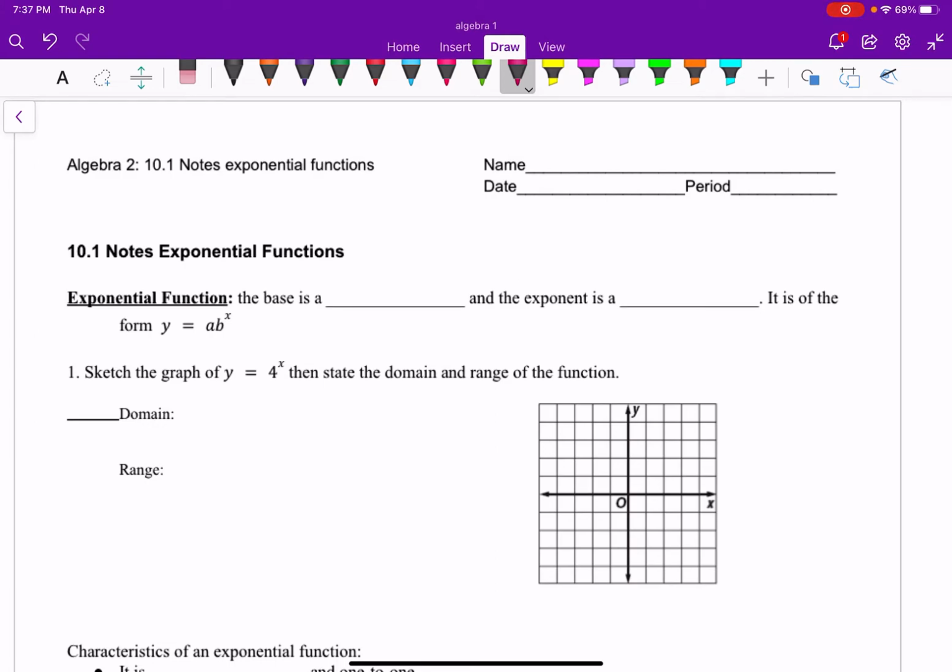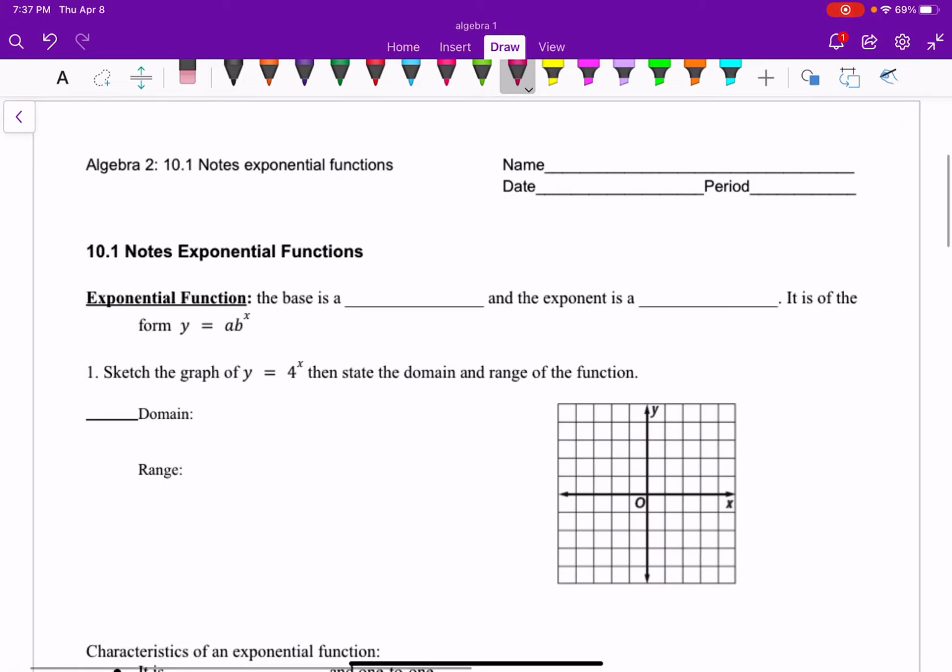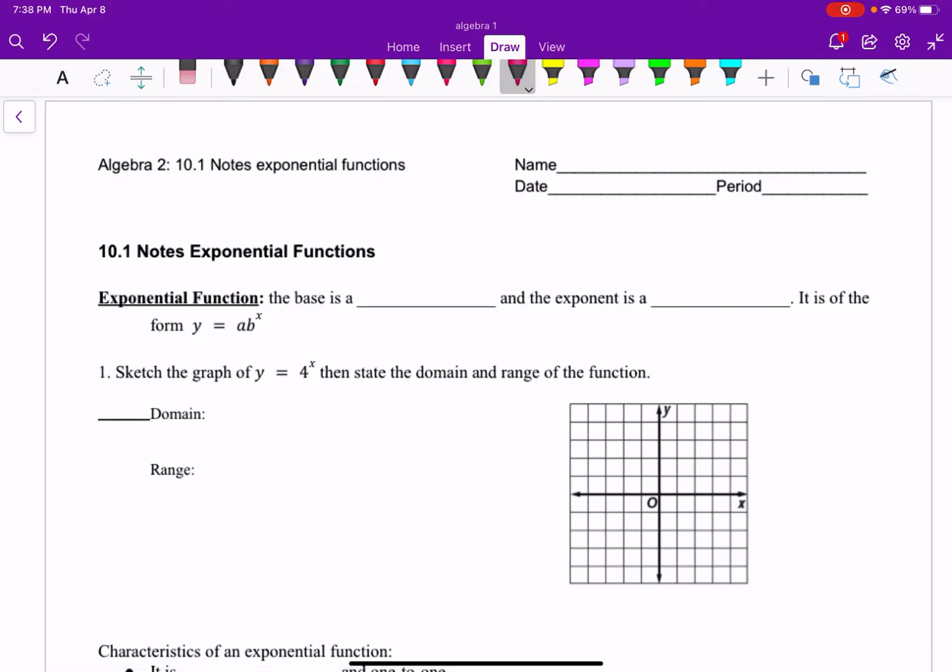Okay, we're on 10.1 notes, exponential functions, so you might want to print that out or have the copy in front of you. An exponential function, the base is always a constant. If you're thinking about what a constant is, that just means a plain number. Okay? And the exponent is the variable. So we have an exponential function if we have a variable in the exponent.